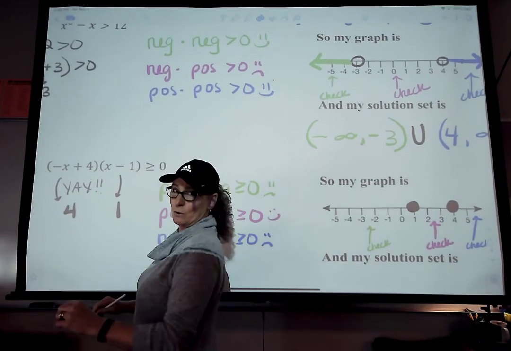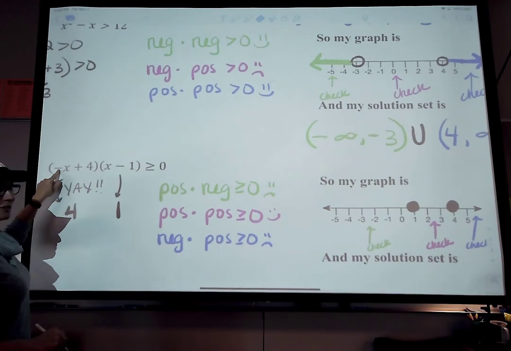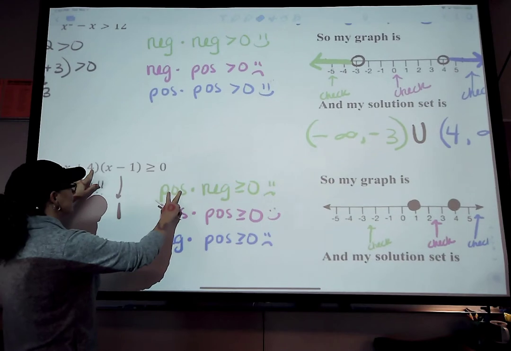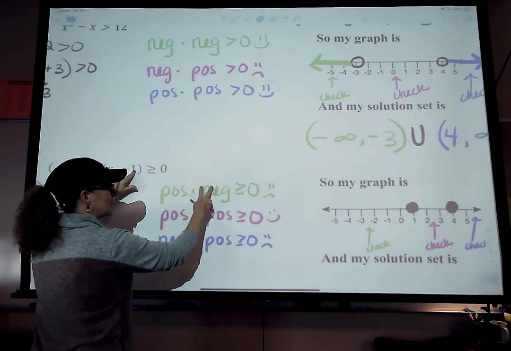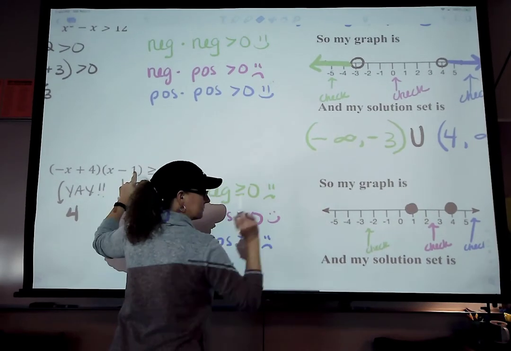If I pick negative 100, this turns it to positive 100. So 100 plus 4, that's positive. Negative 100 minus, that's negative. Is a positive times a negative greater than or equal to 0? No. Do not color it.